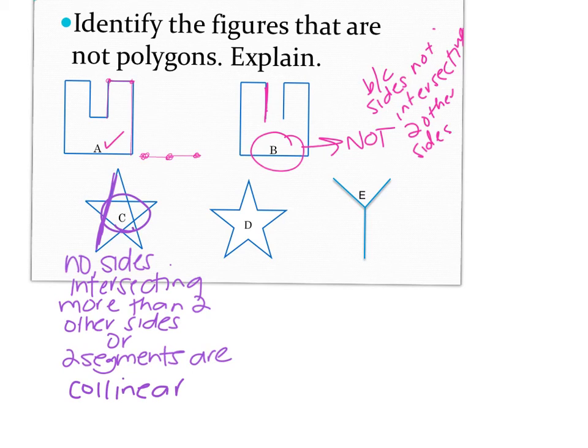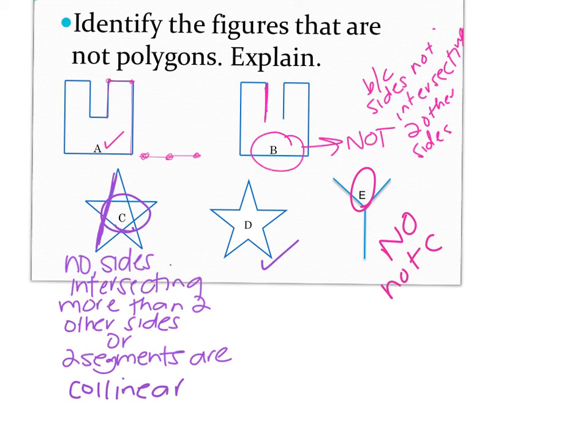How about D? Yes, D is a polygon. How about E? No. So if I look at each segment, they are intersecting two other segments. But what's wrong with where they're intersecting? Good. It's not closed, it's not at the endpoints, okay? So this is a no.